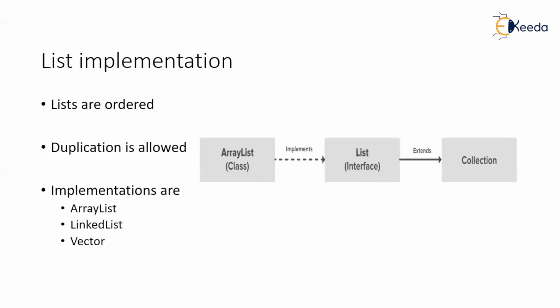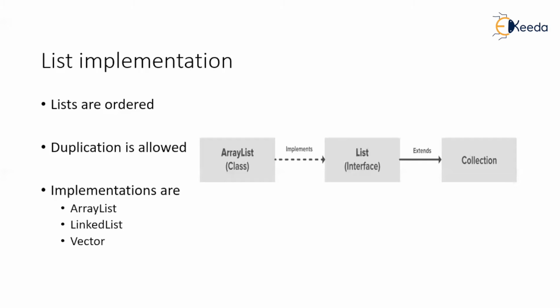Linked list is a linked list data structure implementation where the current object holds its own value and the reference to the next element. The third implementation is vector. However, vector is a legacy class which was already there in Java even before the collection framework was introduced in JDK 1.2. It was capable of storing multiple objects at the same time, and when the collection framework was introduced, vector became part of this collection framework. Now, how is this hierarchy followed: array list is the class which implements the list interface, and the list interface extends the collection interface. So this is the hierarchy.